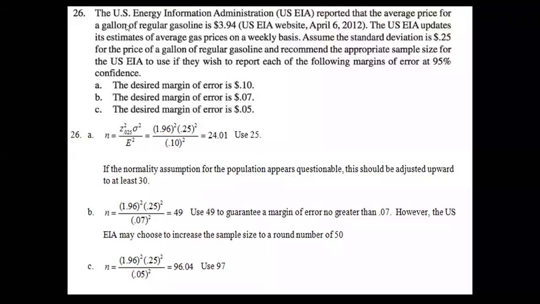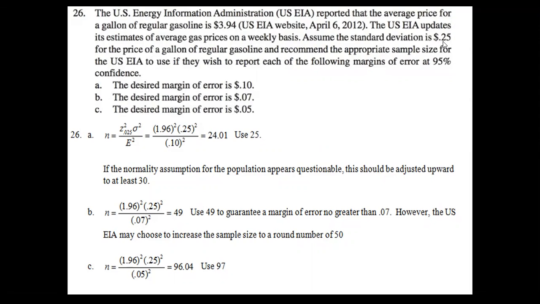All right, so the next one, the U.S. Energy Information Administration reported that the average price for a gallon of regular gasoline is $3.94. The U.S. EIA updates its estimates of average gas prices on a weekly basis. Assume the standard deviation is 0.25 for the price of a gallon of regular gasoline and recommend the appropriate sample size.